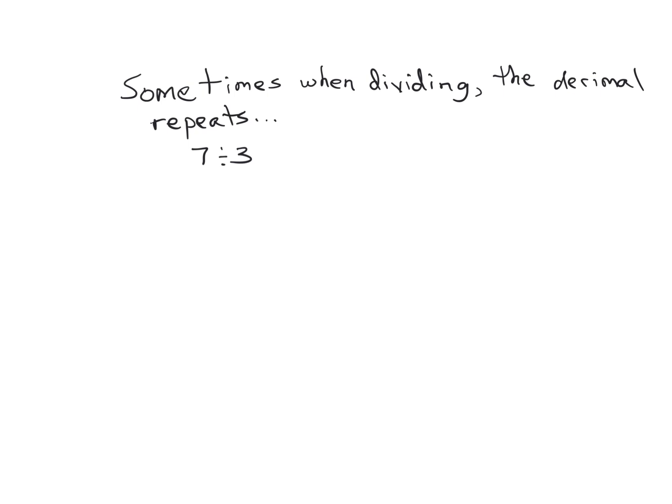Sometimes when you're dividing, the decimal repeats. So let's say that you want to divide 7 by 3. Another way to look at that is, what is 7/3 as a decimal? Well, I'm still going to go through and I'm going to divide 7 divided by 3. And I'm just going to go through the process. 3 goes into 7 2 times. 3 times 2 gives me 6. I subtract, I get 1.